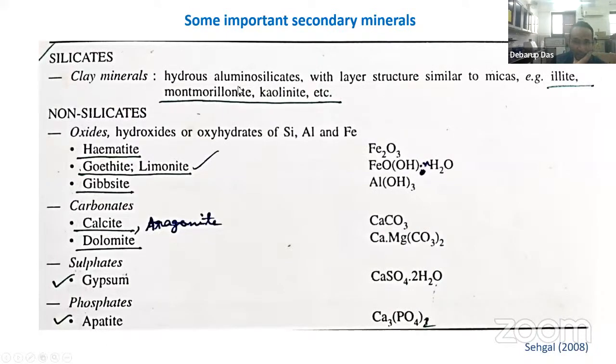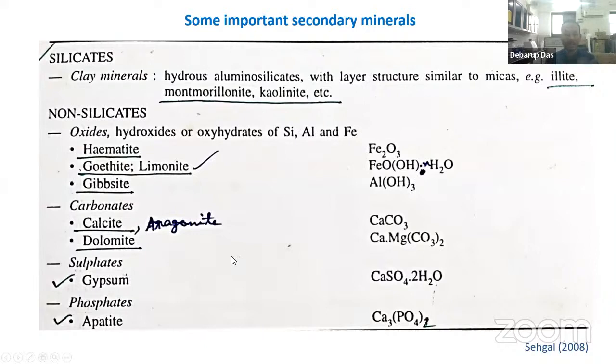Some important secondary minerals: clay minerals, for example, hydrous aluminum silicates with layer structure similar to micas, monoclinic; and non-silicates: oxides, hydroxides, oxyhydrates of silicon, aluminum, and iron. You try to remember the formula, or at least for these: gypsum, apatite, dolomite, calcite, gibbsite, goethite, limonite, then hematite. They might ask the formula, or they might give the formula and ask you what is the mineral. Or they may ask for an iron-containing mineral, with options like hematite, calcite, dolomite, gypsum. In that case, you have to take hematite.